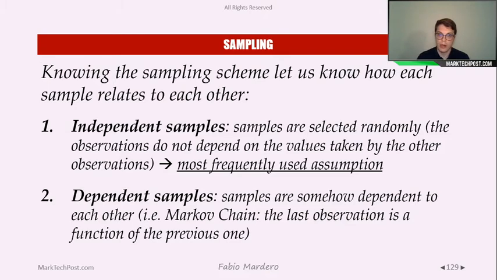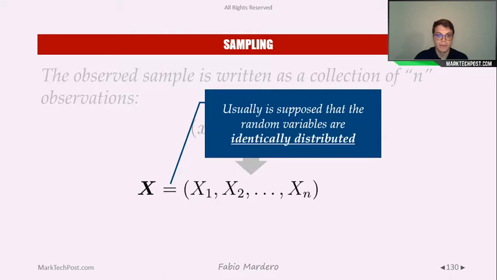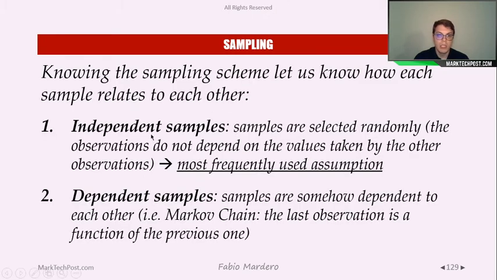For example, one extremely simple example of dependent samples is the Markov chain. In the Markov chain, the last observation, the last random variable, depends on the previous one, just the previous one, not the others. That, of course, is a sort of dependence. But as I said, in the sampling scheme we further think about the samples as independent of each other.